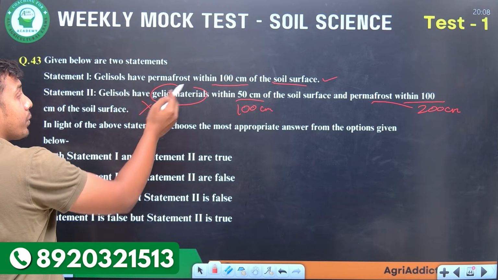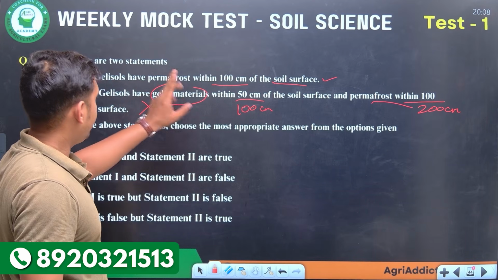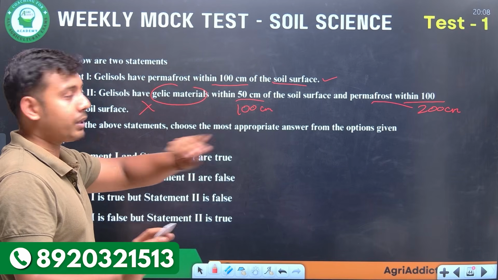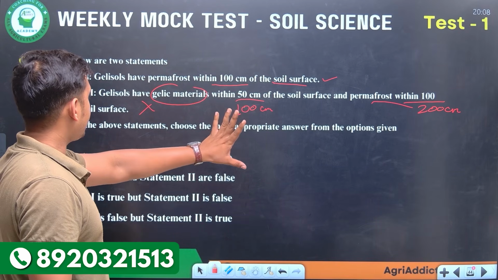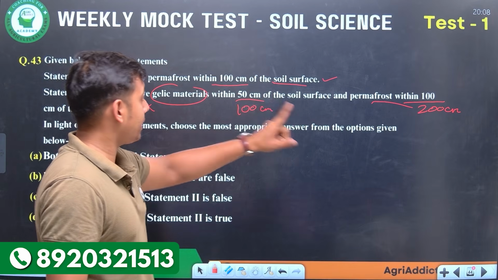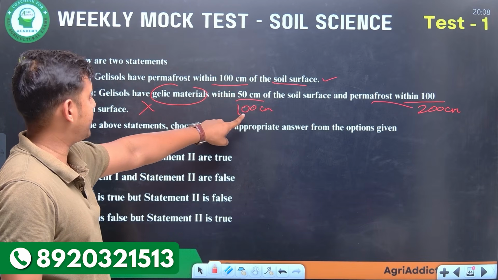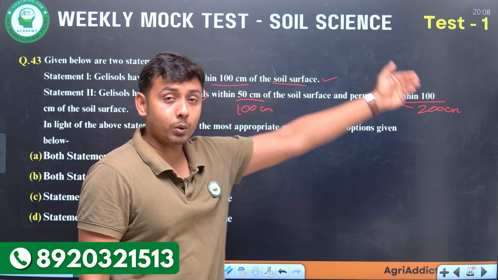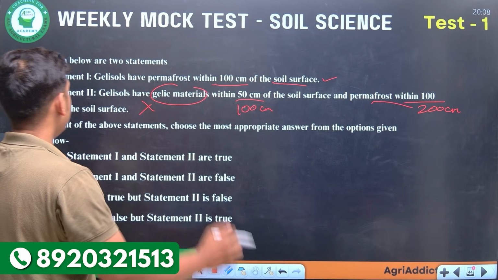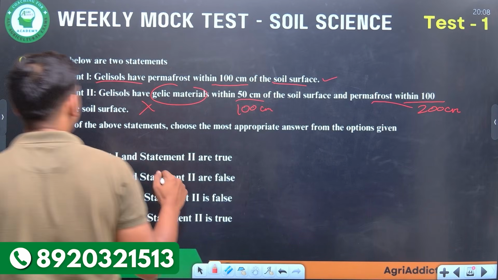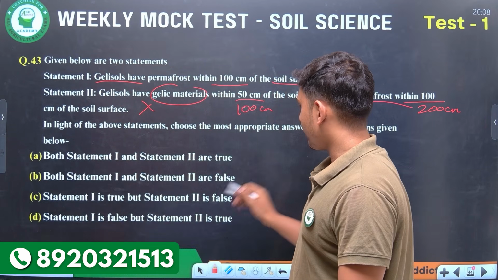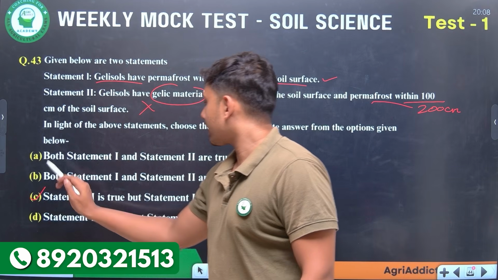Gelisols have permafrost within 100 centimeters. If there is permafrost within 100 centimeters, it is a Gelisol, obviously. But if there is no permafrost within 100, but gelic material within 100 centimeters and permafrost within 200 centimeters, this also comes under Gelisols. So option 1 is true and 2 is false. Okay, this is the correct answer here.